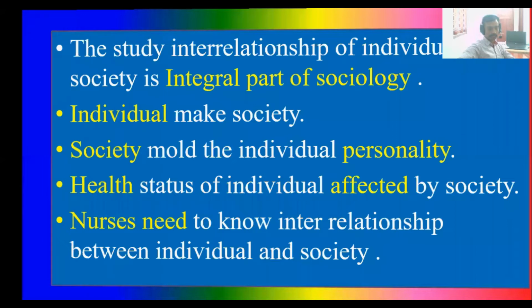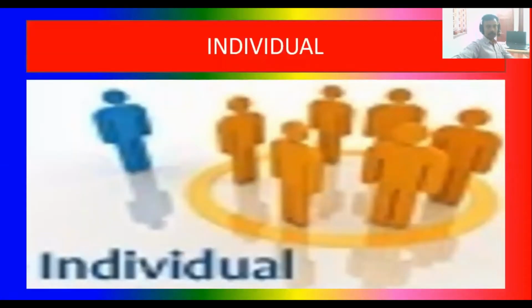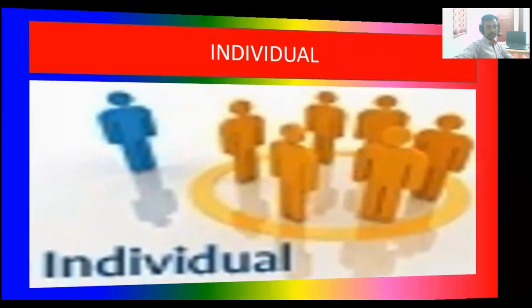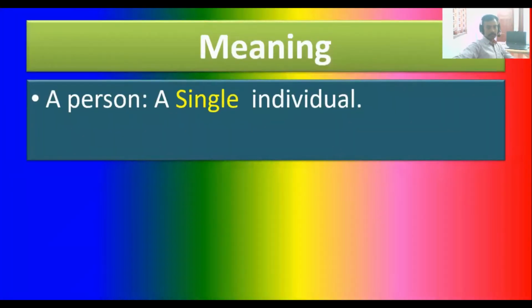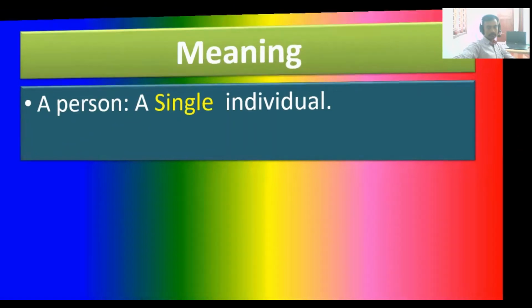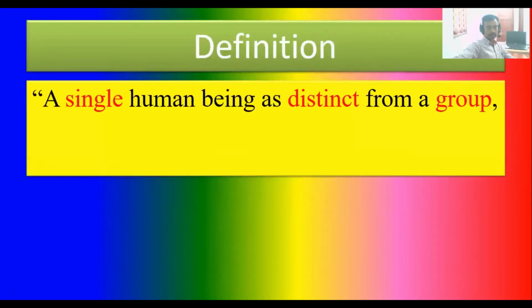First, the individual. Who is an individual? A single person, a human being distinct from a group, class or family. So he is a single person, separately considered.